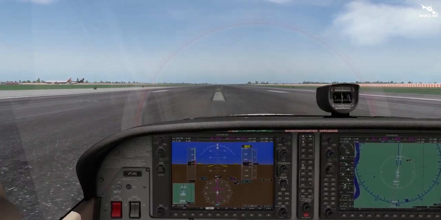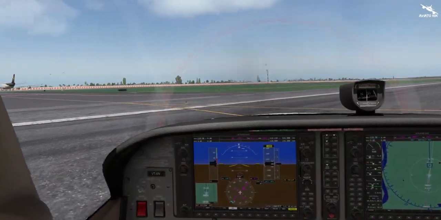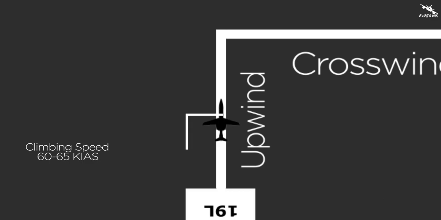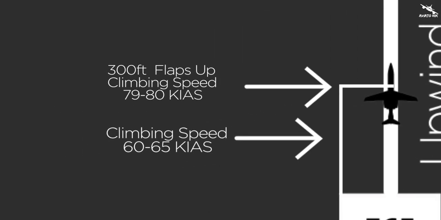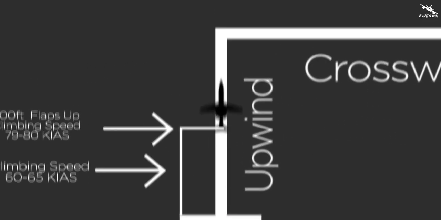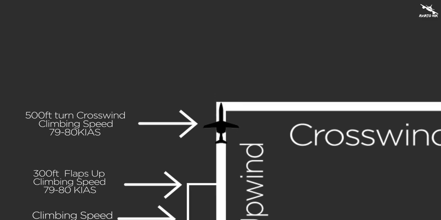That was a nice landing. Okay, let us check what we just did. We took off from runway 01 right, heading 007. At 55 knots, we started rotating. Then we maintained 60 to 65 knots of climbing speed until we retracted flaps at 300 feet. Then we maintained 79 knots of climbing speed. At 500 feet, we started turning for crosswind. Then we climbed to 1000 feet AGL by end of crosswind.